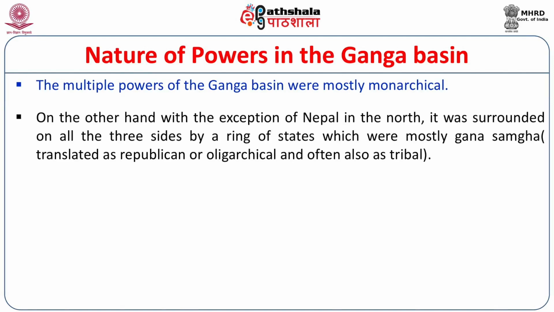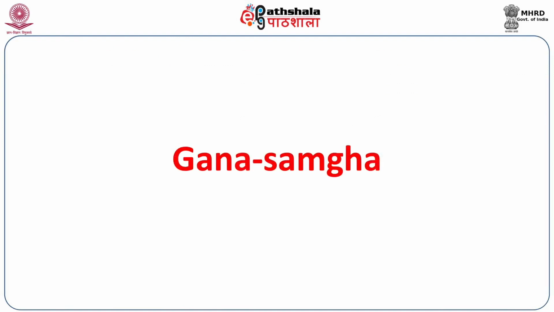On the other hand, with the exception of Nepal in the north, it was surrounded on all three sides by a ring of states which were mostly Gana-samghas, which are known as republican or oligarchical and often also as tribal. There is a separate section on Gana-samghas, and therefore you will learn from that study how the Gana-samghas had actually worked right from the time of the Buddha.